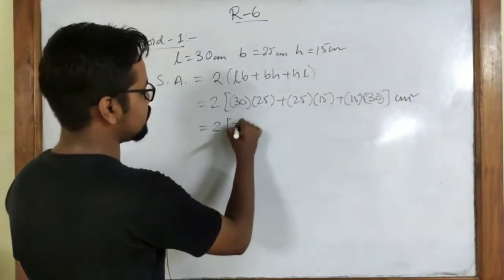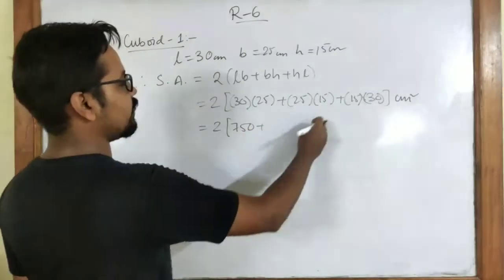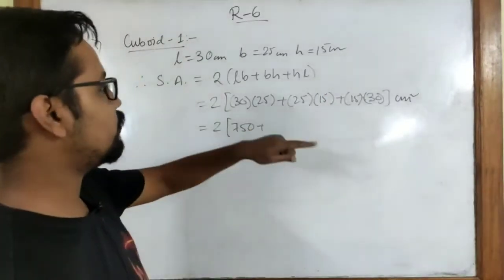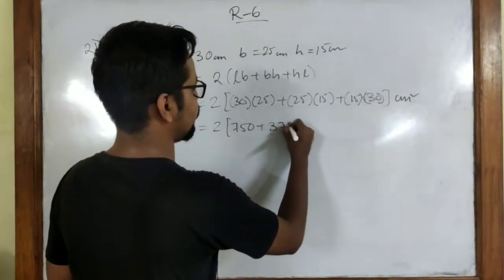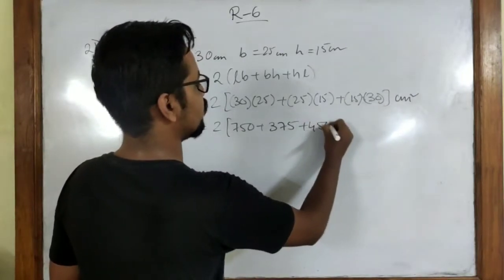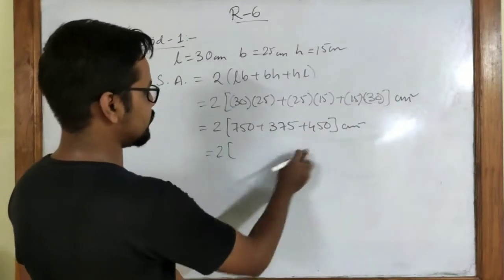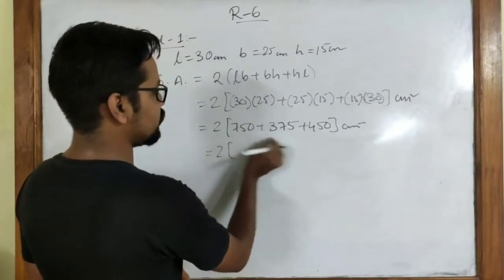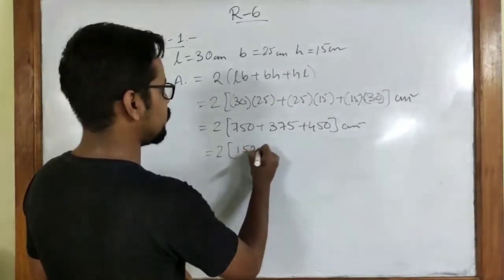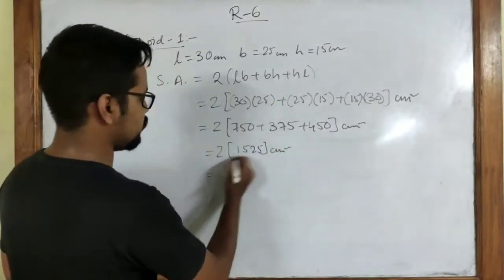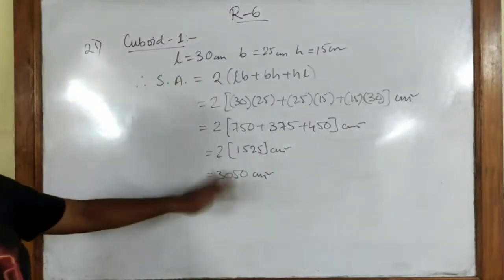So that means this will be 750 plus this will be, I think, 25 into 15, it is 375, plus here it will be 450 centimeter square. So it will be 2 into, if I add these up, 1200, 1575, 1525 centimeter square. So this will be 3050 centimeter square. This is the surface area of the first one.